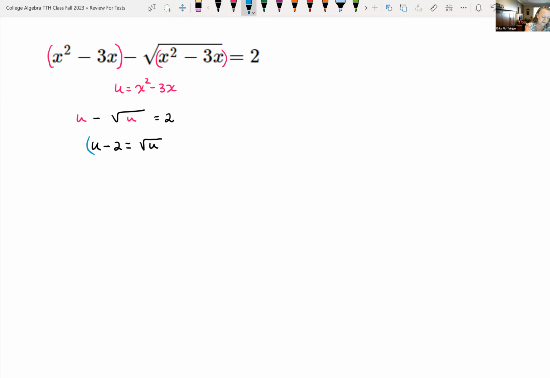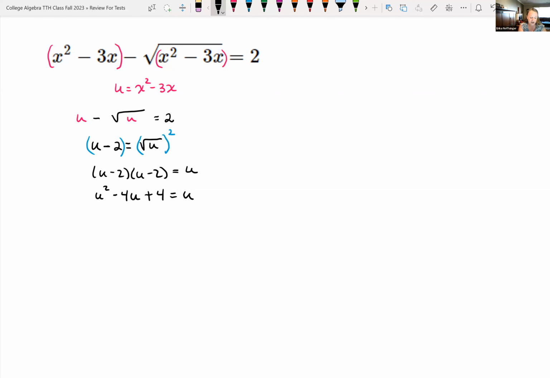We could square both sides now. So doing that, we have u minus 2 times u minus 2 equals square root of u squared is u. Distributing out u minus 2 times u minus 2, we get u squared. We have a negative 2u and a negative 2u. So summing those is a negative 4u. Negative 2 times negative 2, so plus 4 equals u.